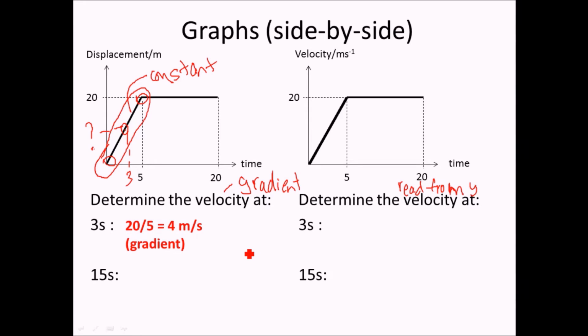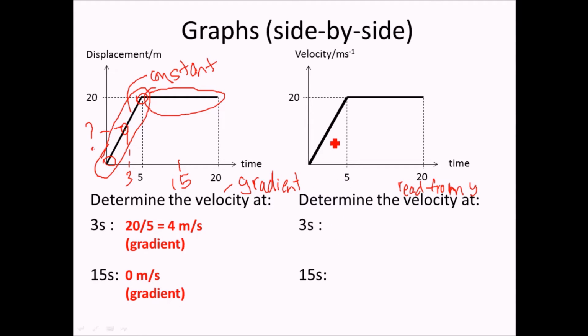Alright, so in the same way for the velocity at 15 seconds, which is somewhere here, the gradient will be the same throughout here, which is a horizontal line. So the gradient is going to be 0, and so the velocity is going to be 0.